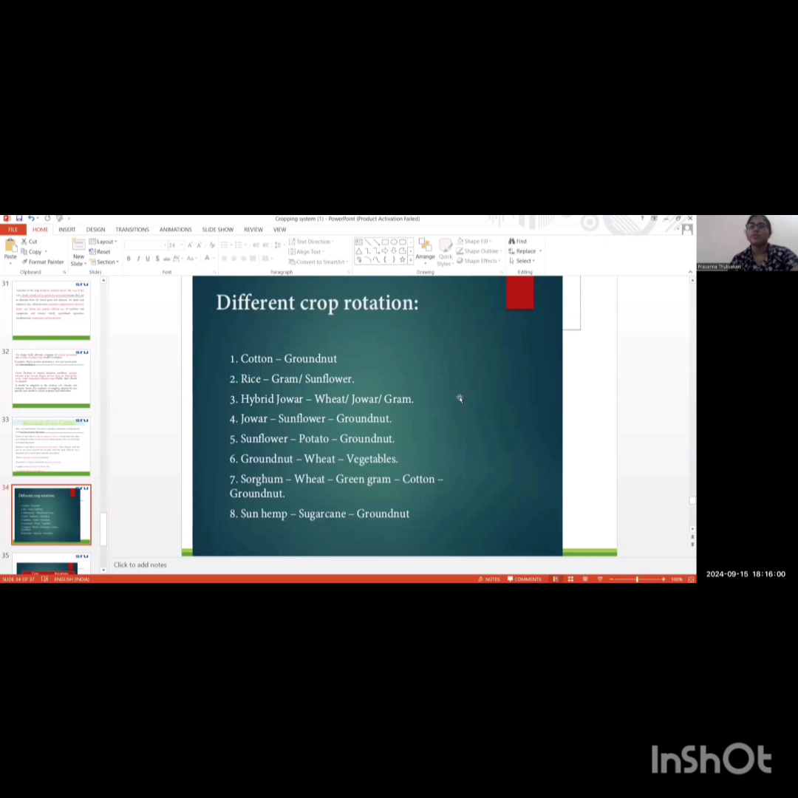Next are different crop rotations that we follow. First is cotton and groundnut, rice, gram or sunflower, hybrid jowar, wheat, jowar or gram, jowar, sunflower, groundnut, sunflower, potato, groundnut, groundnut, wheat, vegetables, sorghum, wheat, green gram, cotton, groundnut, sugarcane, and groundnut.